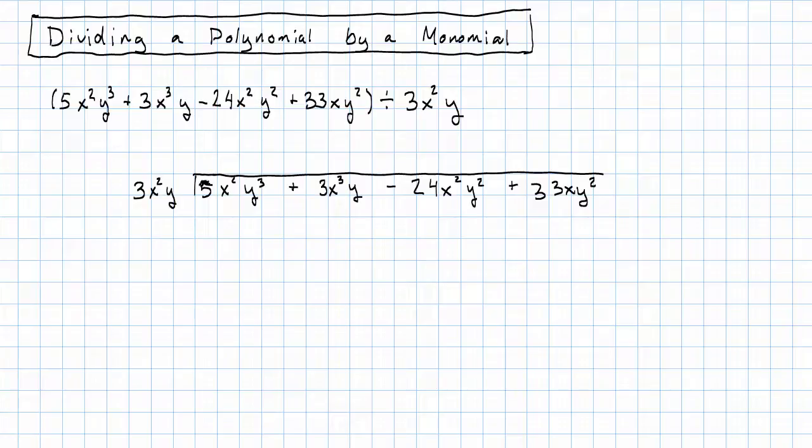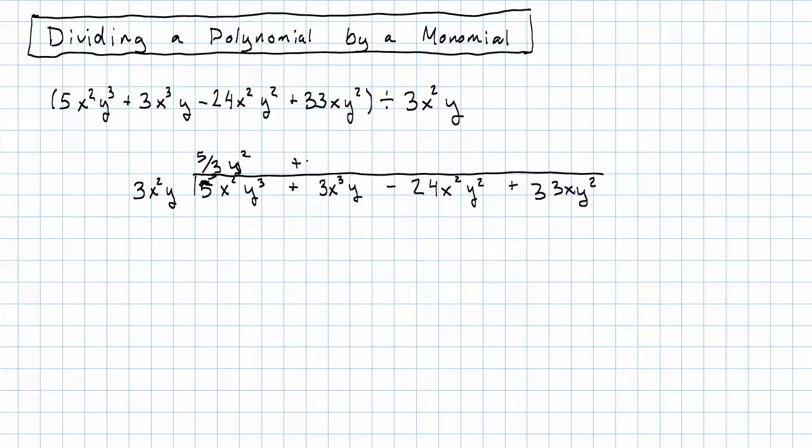Remember, when we divide monomials, we divide the coefficients. So 5 divided by 3, that's just 5/3. X squared divided by x squared, that's just nothing. Y cubed divided by y, that's going to give me y squared. Next term. Notice I didn't need to do any subtracting because there was nothing left there. There's never going to be anything left when we divide two monomials. It's always going to just work.